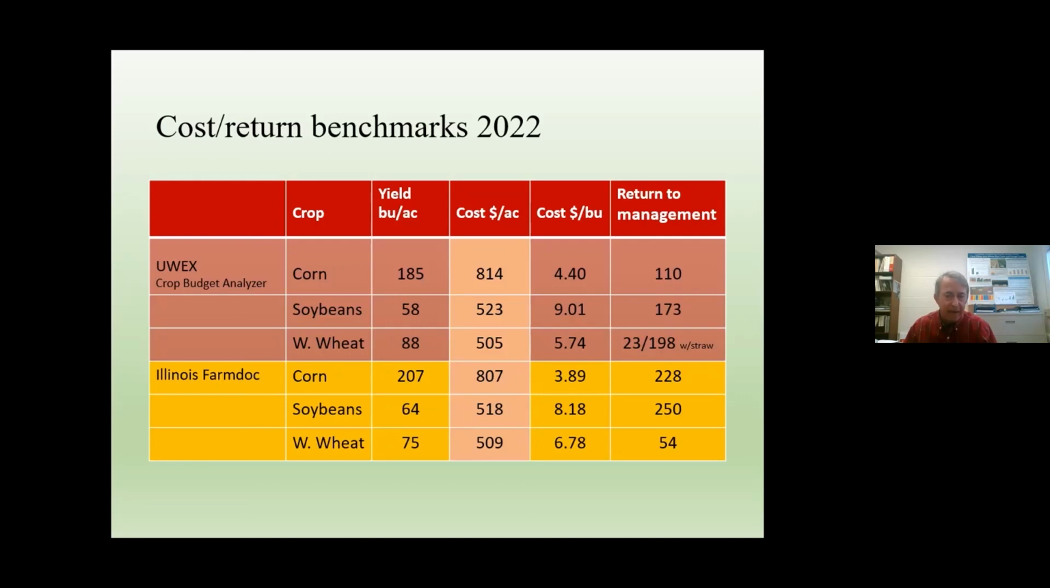I'm sorry, $5 on corn. I should have had that in this table. $5 on corn and $12 on soybeans. I had $6 on wheat. They had $7.15. So their wheat yield is a little less than mine, but a little bit greater return. And they only considered grain. They did not consider any straw.